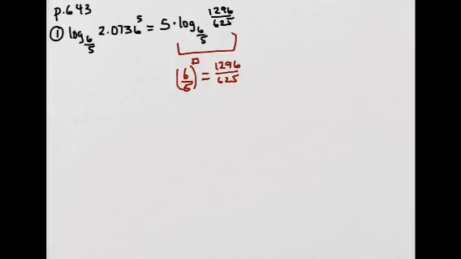Okay, so for number 1, it's 6/5 of 2.0736 to the 5th. So the exponent becomes a coefficient of the log. So here it is. And I put this into a calculator using the fraction key, and it gave me this as a fraction. And the nice thing about this is that I can see that 6/5 to the 4th power gives me this fraction right here. I just tried different numbers, and I tried 6 to the 3rd, 6 to the 4th, and it worked.